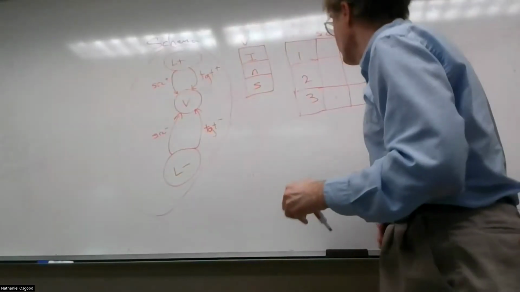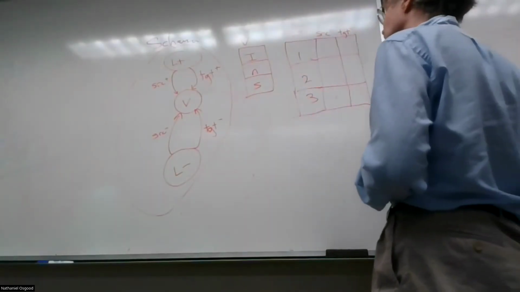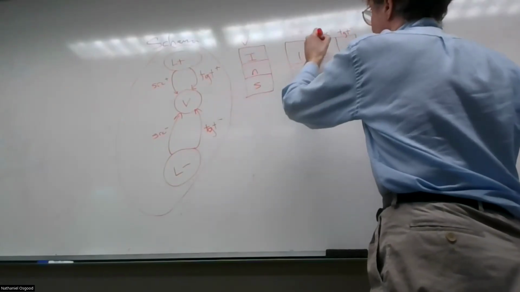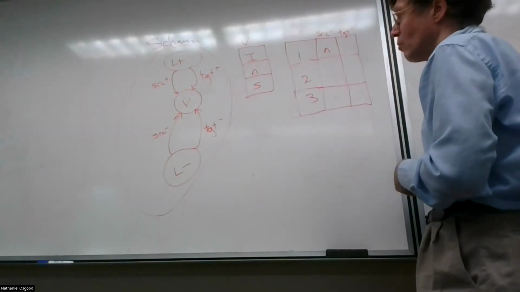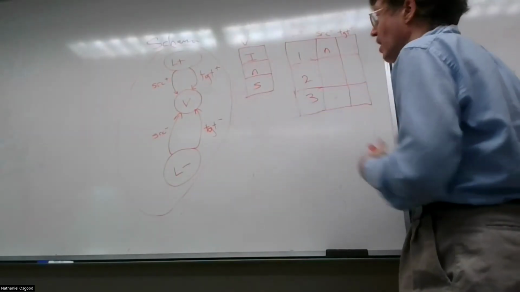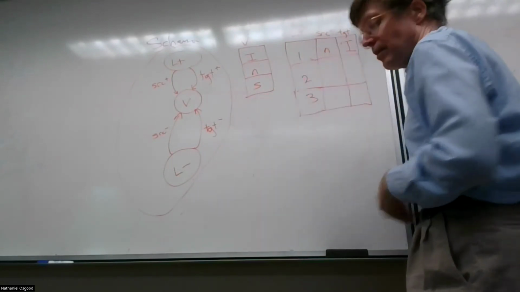Okay, good. So link 1, that's this one here. Where does it come from? From new infection. So we'll say N, right? And where does it go to? I. Good.